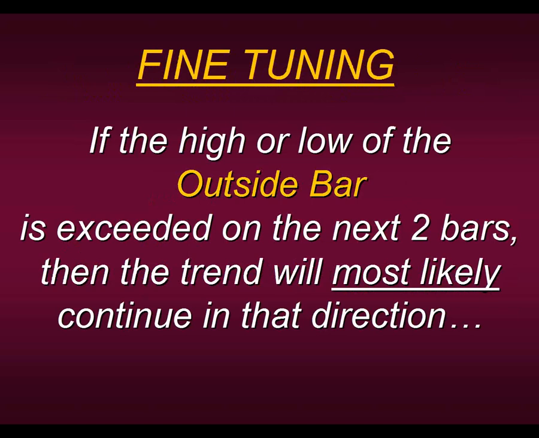And then we want to fine tune. Once we see that we have this pattern, we want to have a high probability directional move, and we want to know which way that directional move is going to happen. So if the high or low of the outside bar, that's the second bar of the pattern, is exceeded in the next 2 bars, then the trend will most likely continue in that direction. So you just want to put those little brackets on top of the outside bar just to make sure that they are broken, but it has to happen within the next 2 bars because we're really trying to catch momentum. It's the momentum of the trend change that is giving us the clue.